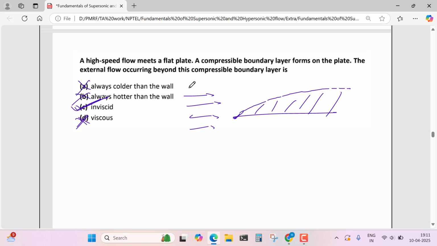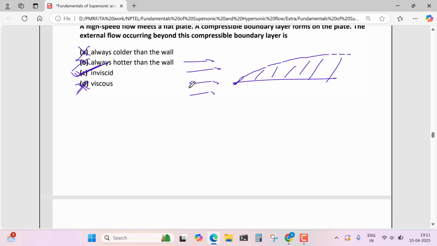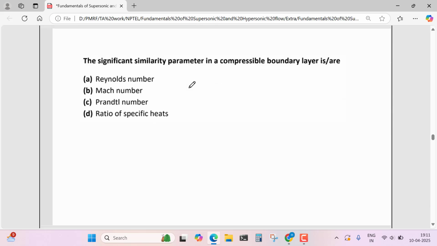Now let's see another problem. The significant similarity parameter in a compressible boundary layer is what? Option A, Reynolds number. Option B, Mach number. Option C, Prandtl number. Option D, ratio of the specific heats. So what will be the option?